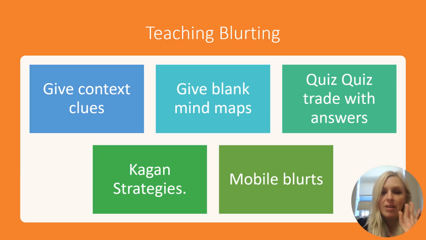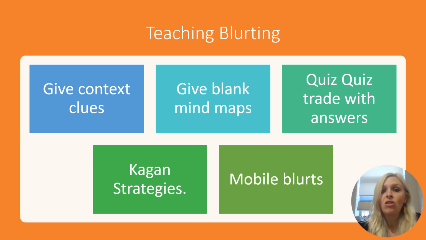Teaching blurting can be adapted in lots of ways. Like I said, initially you might want context clues for students, so like topic titles on the blurts or a frame, or you might want to give them a blank mind map and they then fill that in, and it gets them used to places that they can display the information. You can do quiz trade before this as a Kagan structure, so that students start really thinking about all the things they might need to include, but also you can quiz trade with the flashcards afterwards.